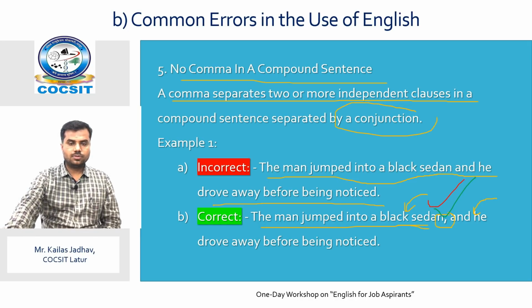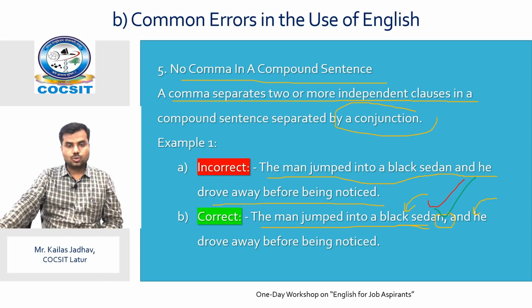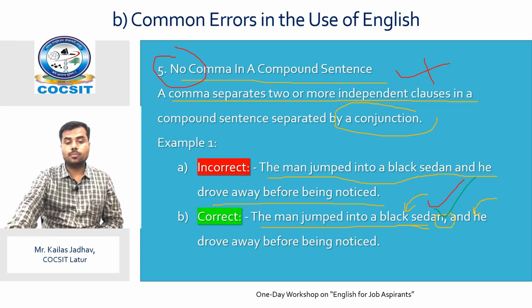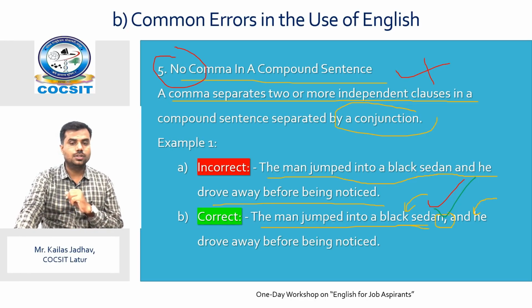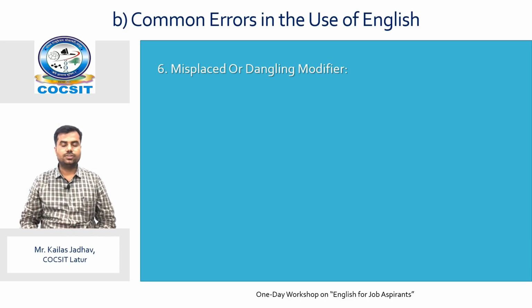Okay, the next type, so no comma in compound sentences. When you don't use a comma, that time it becomes incorrect. So make use of the comma as and when it is expected. So a comma is expected in compound sentences. Next, misplaced or dangling modifiers.